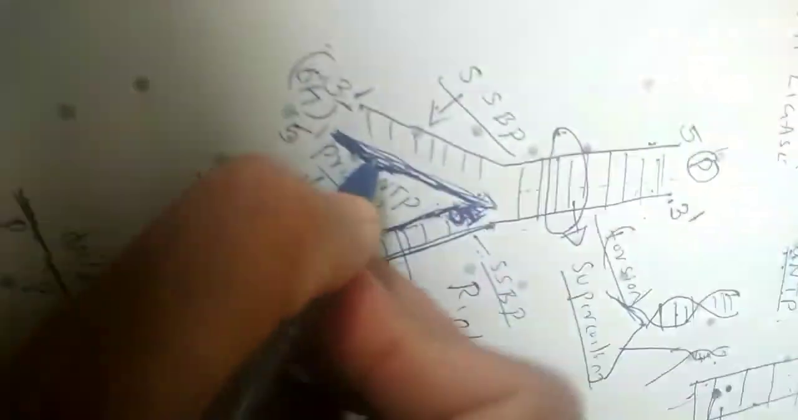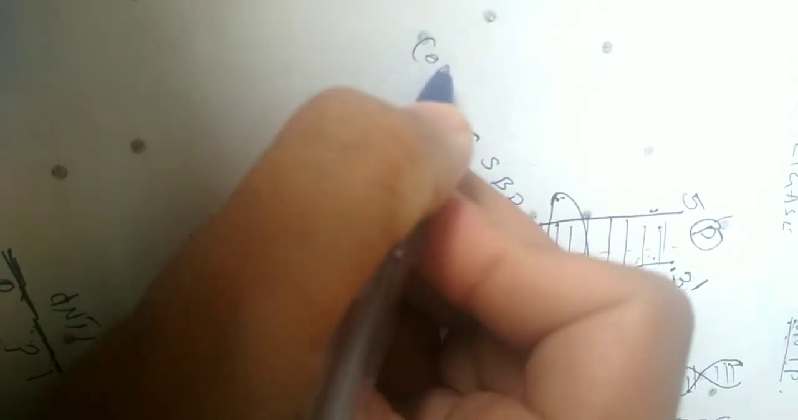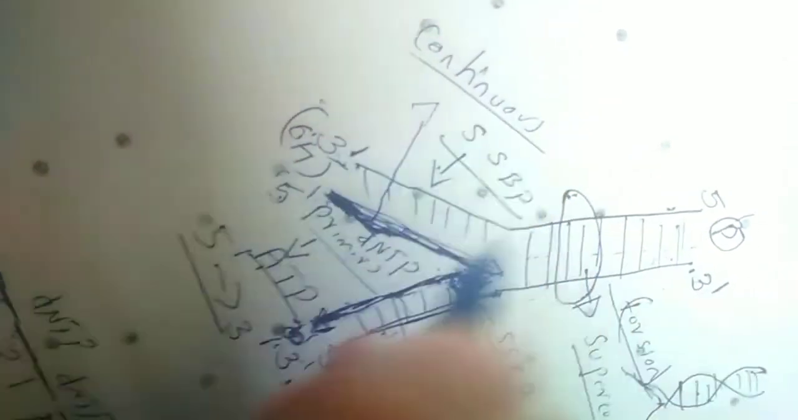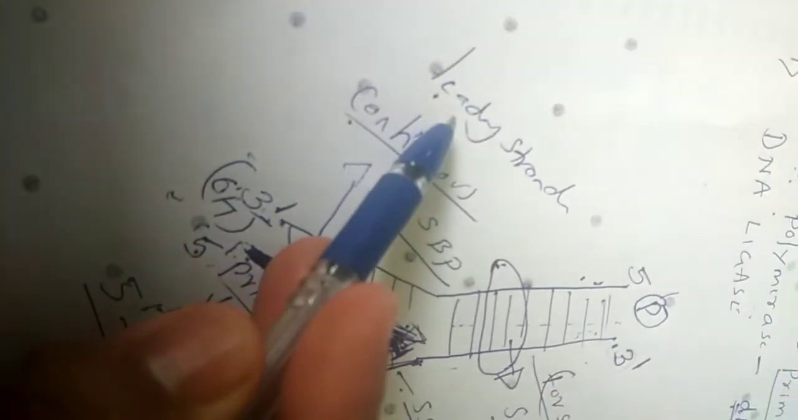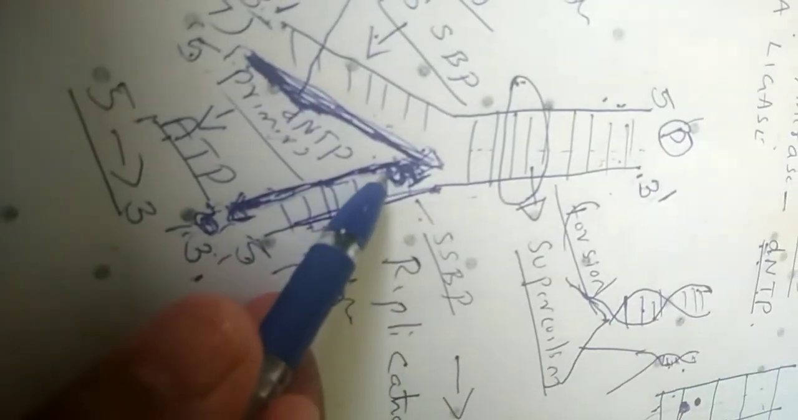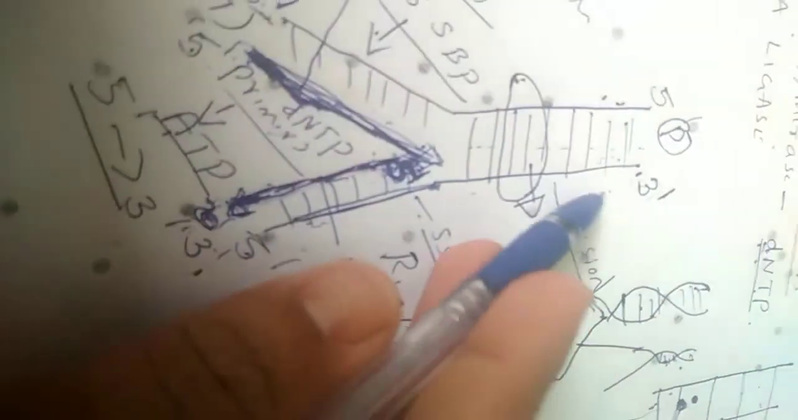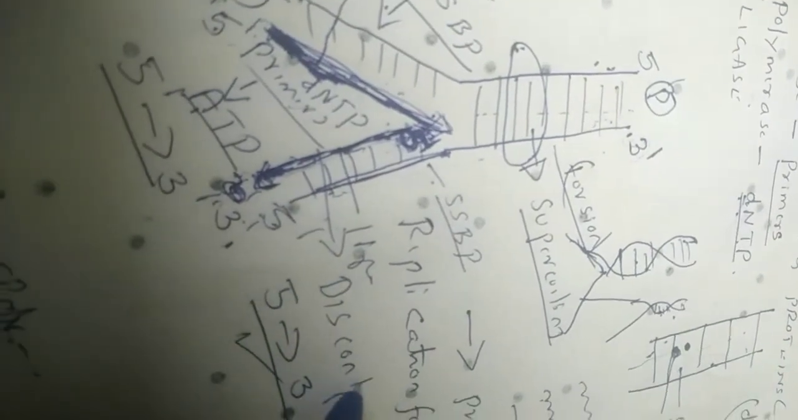In this case, the process of polymerization is continuous. So this strand is called the continuous strand, or it is also called the leading strand. Please mention both names. But in this case, because many primers are added, from 3' to 5' end, this process is discontinuous. As you know, it is discontinuous, and it is called the lagging strand.